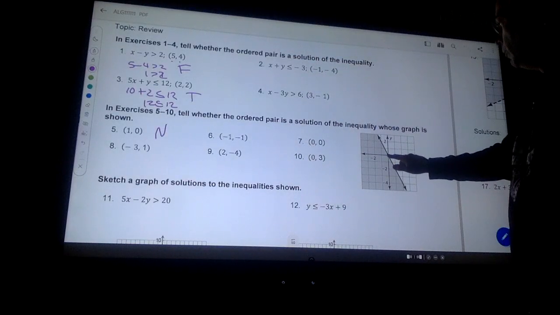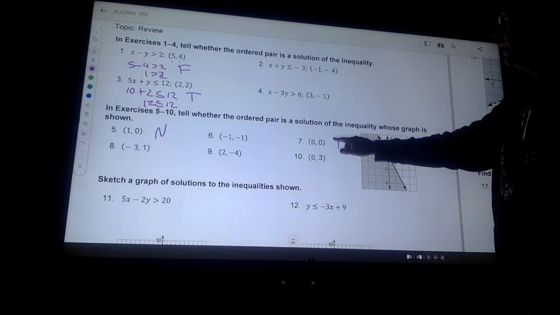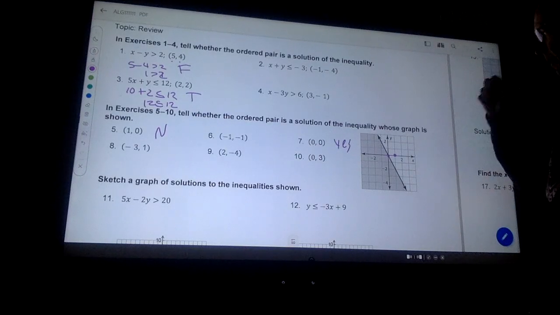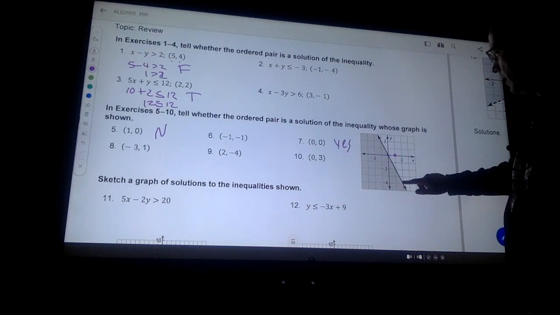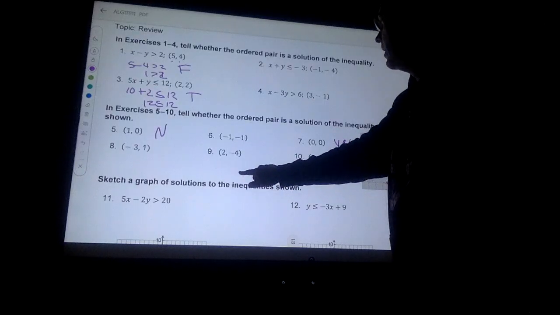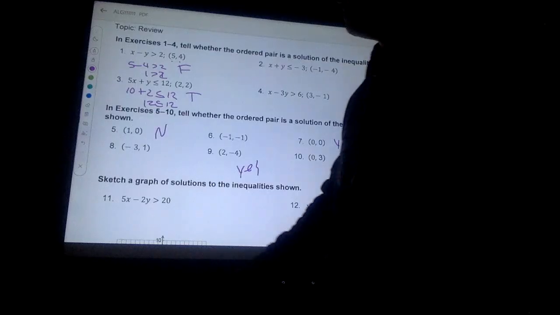0, 0. Well, 0, 0 is going to work because it's solid. If that was a dotted line, it wouldn't work, but it works because it's equal. And then is 2, -4 work? Yeah, that's down there, it's right on the line, so yes, that also works. So just the odds we're looking at on that.